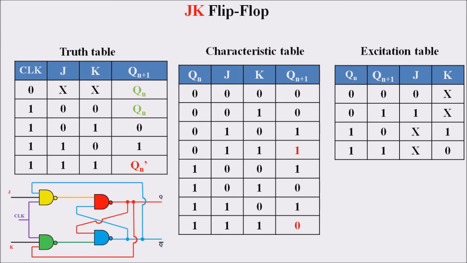So if we are dealing with SR, D, JK or T flip-flop, the characteristic table is formed with the help of a truth table and the excitation table is formed with the characteristic table. Thus, the truth table as well as the circuit diagram of any of the flip-flop is important. So my dear students, hope you had understood this topic.